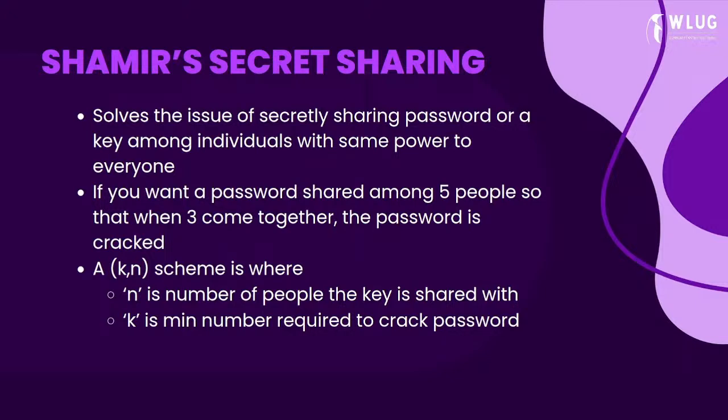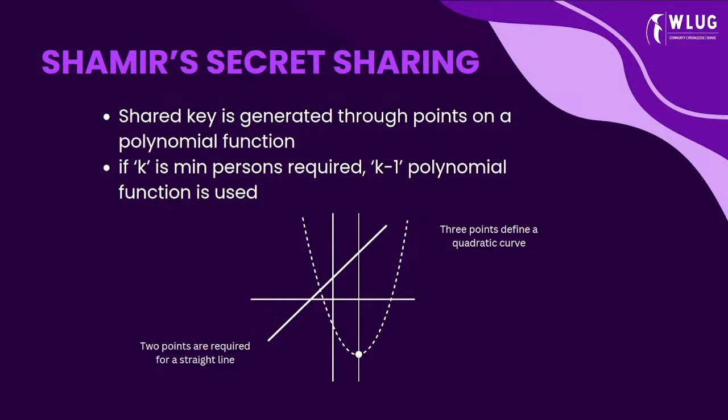So how did Shamir solve this problem? He visualized the problem and generated the shared keys through a polynomial function. You know what a polynomial function is, right? It is just a function of x. Let me ask you a small question: how many points are required to uniquely define a straight line?